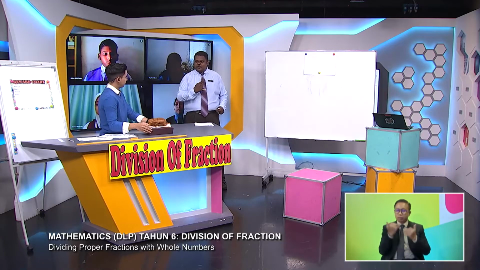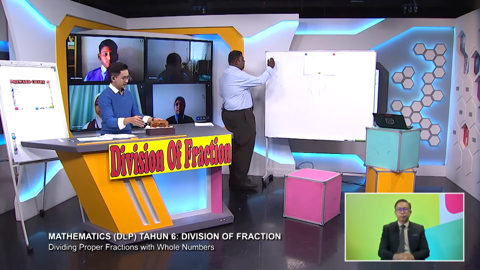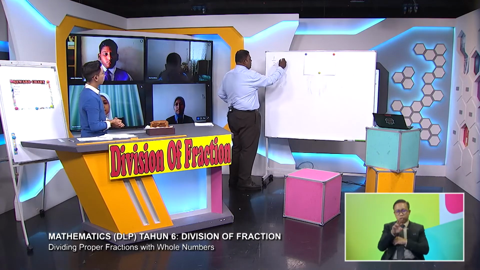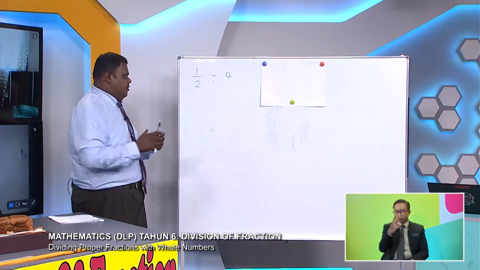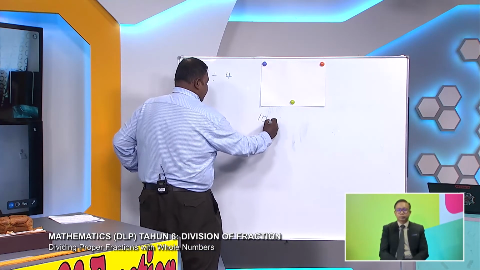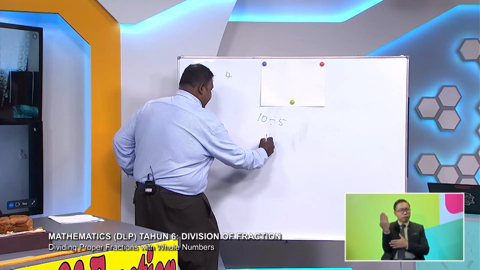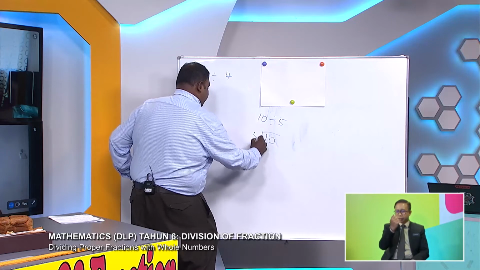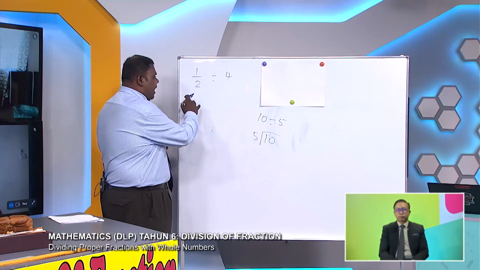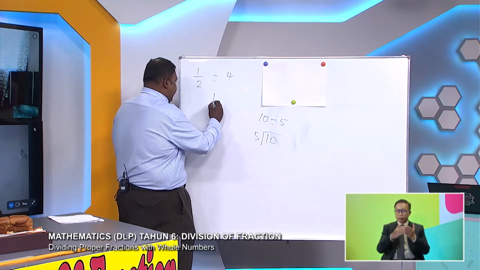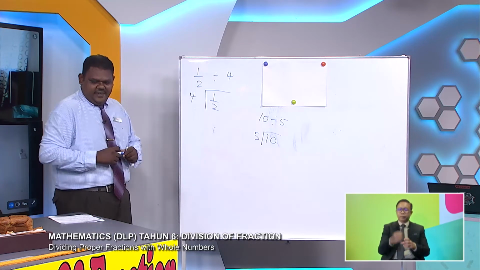Now I'm going to show you in standard written method how to solve this problem. The question is 1/2 divided by 4. Let's look at normal division, for example, 10 divided by 5. How do we write it in standard written method? The 10 will be inside and the 5 will be outside. So the same thing I'm going to apply to this fraction: half divided by 4, the half will be inside and the 4 will be outside.